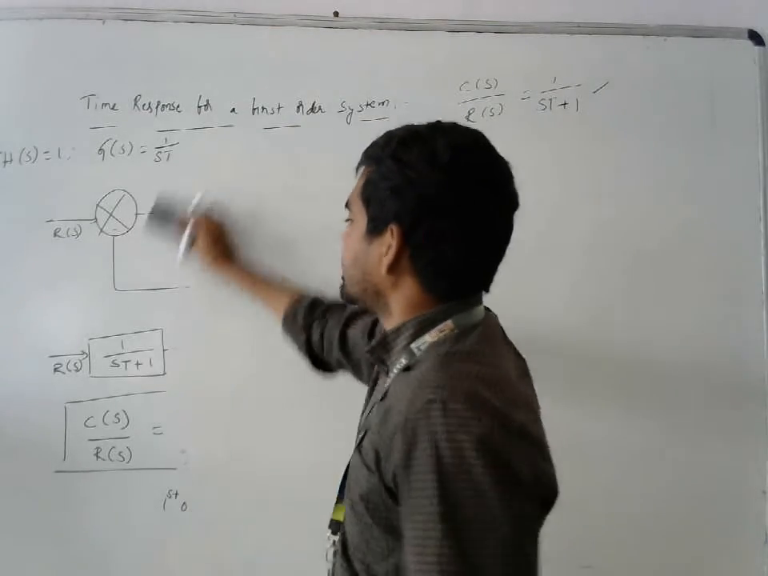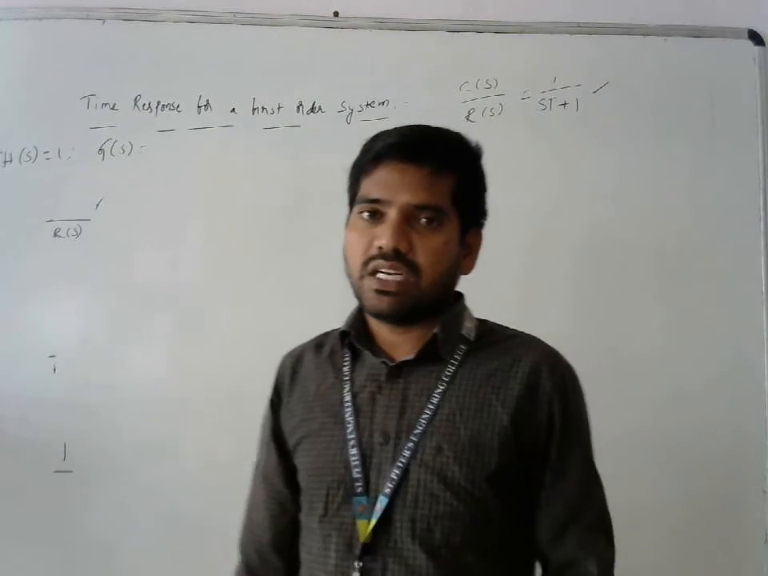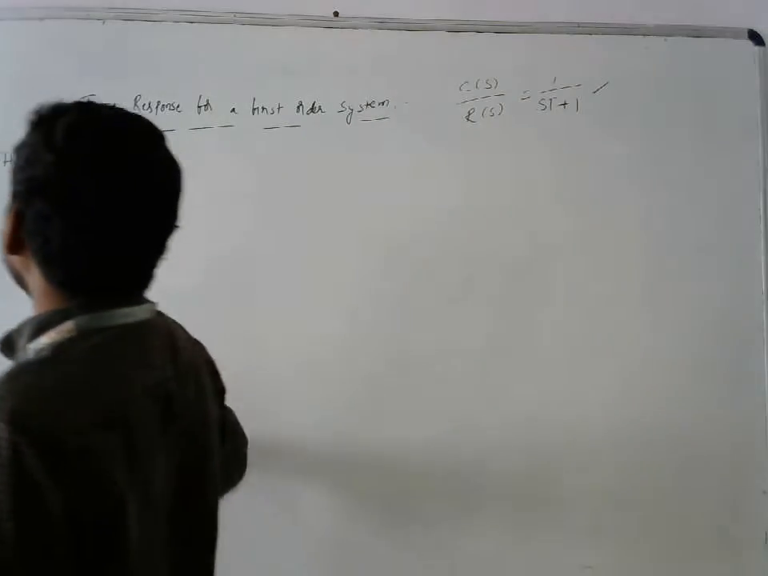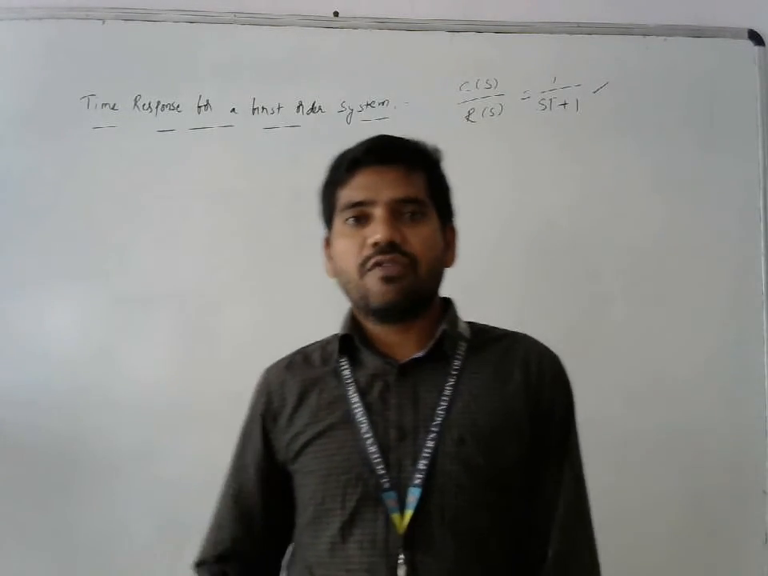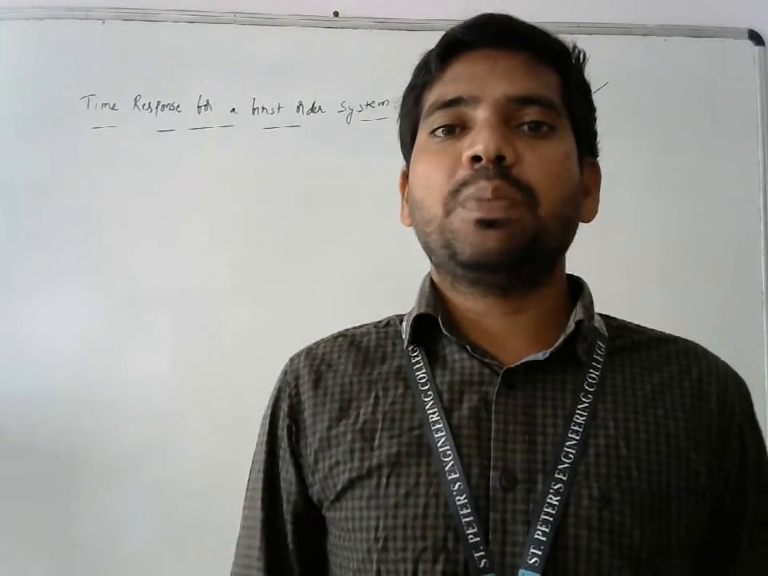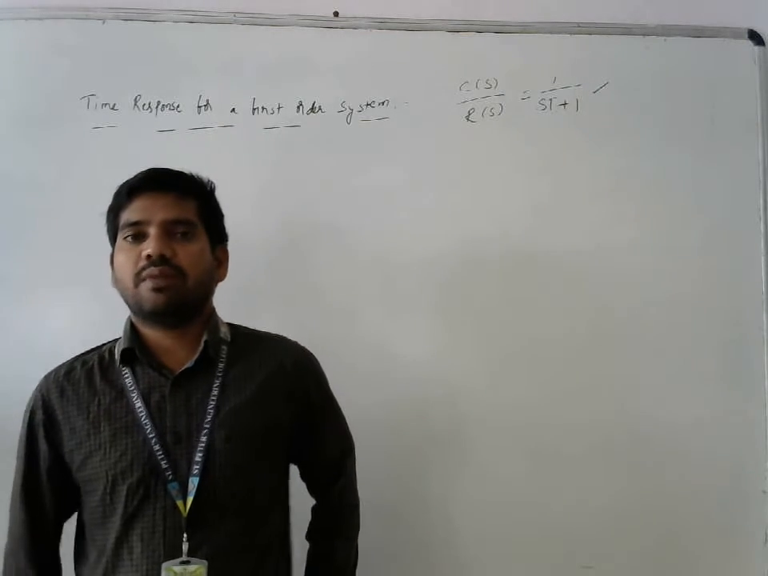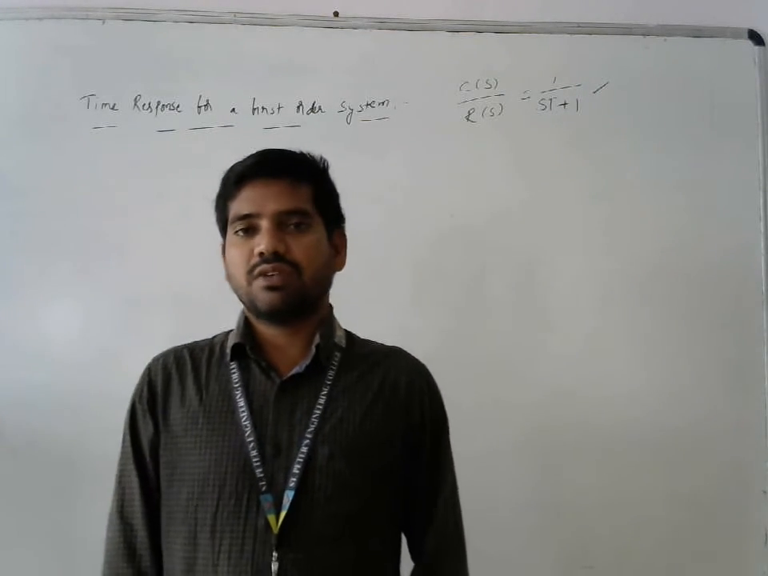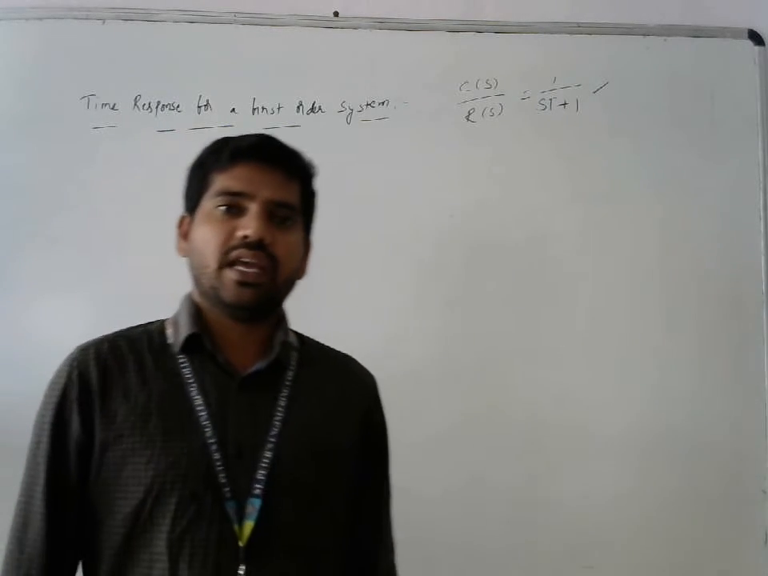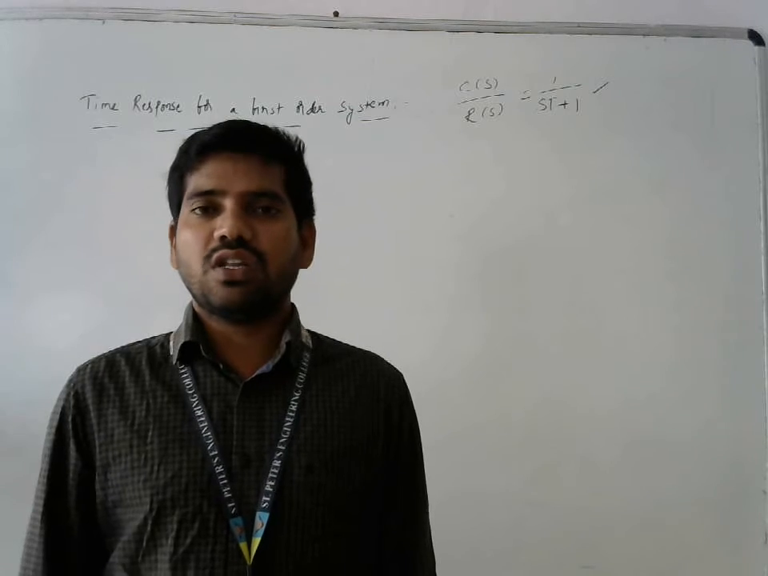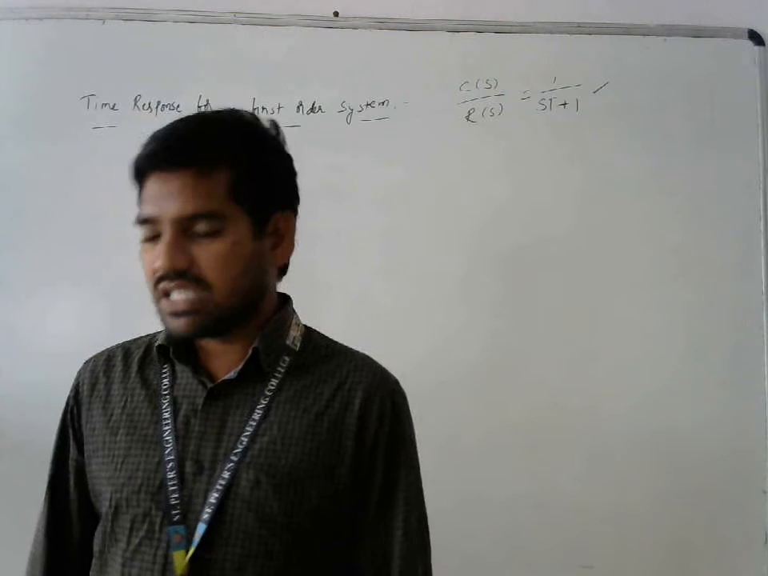Now, C of S is nothing but our controlled output, and R of S is nothing but a reference input. How are we going to change the reference input R of S? We can change it by using different test signals. If I give a step signal, a parabolic signal, or an impulse signal, what is the output of the particular system? That is C of S. Once we know C of S, by applying the inverse Laplace transform, we can find C of T.